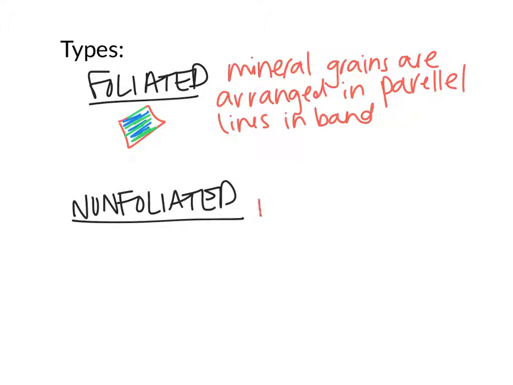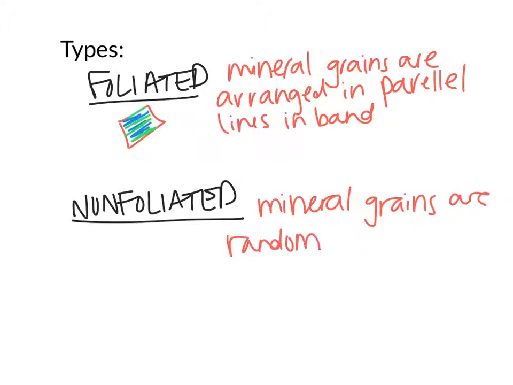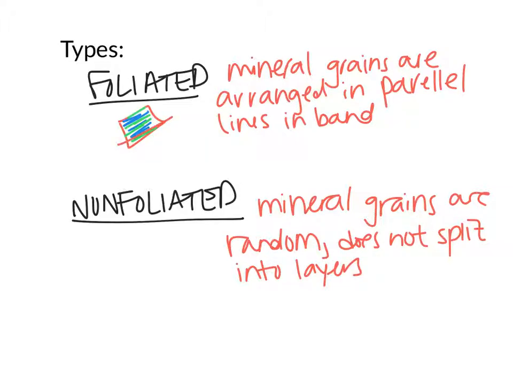Non-foliated is when the mineral grains are random, and they also do not split into layers. Where the foliated ones, you can actually break it and you could get like a clean cut between those bands that you see.